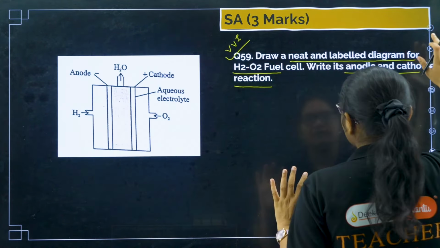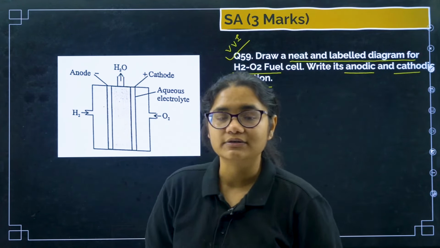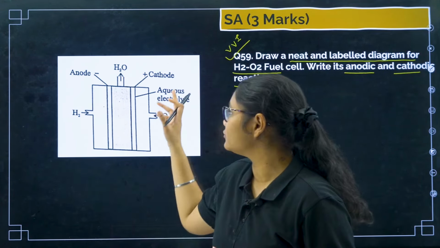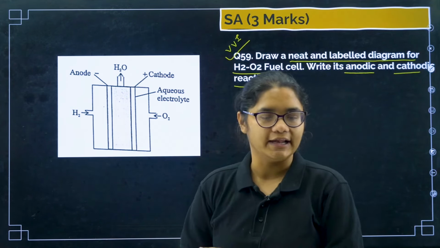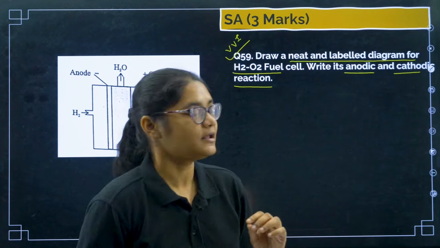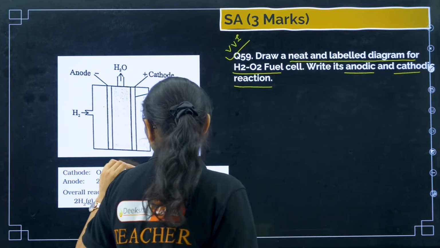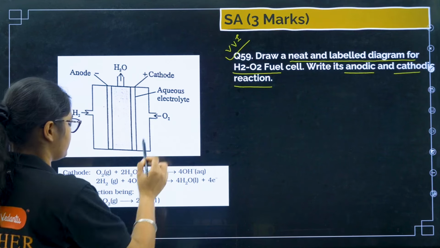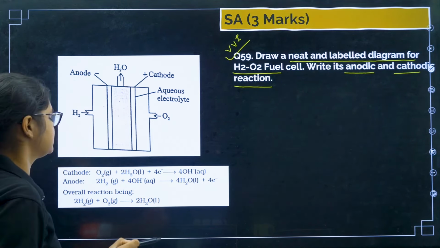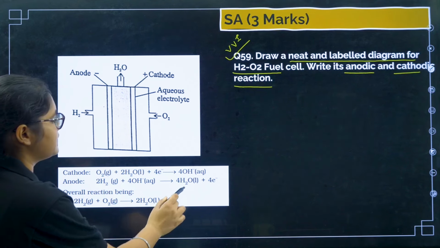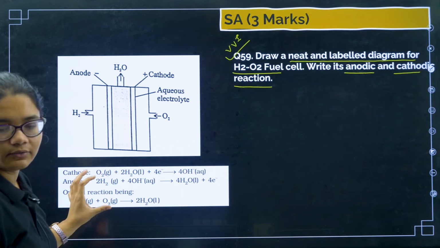Here, first of all in the diagram, you have anode and you have cathode. On the anode side you will give hydrogen, on the cathode side you have oxygen. Then you have aqueous NaOH as the electrolyte. This is the construction. Next, what happens here? Neat and labelled diagram. You can see oxygen, that is cathode: O2 + 2H2O + 4e- gives 4OH-. Then H2 + 4OH- gives 4H2O + 4e-. Then the overall reaction you can write down here.